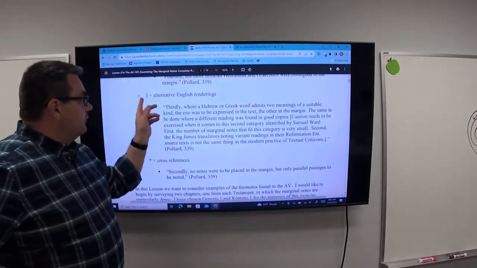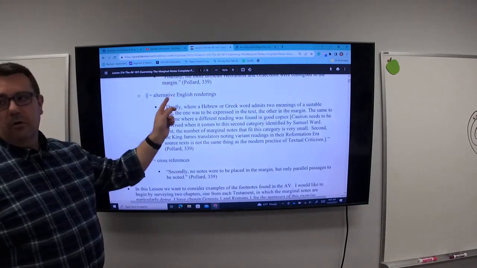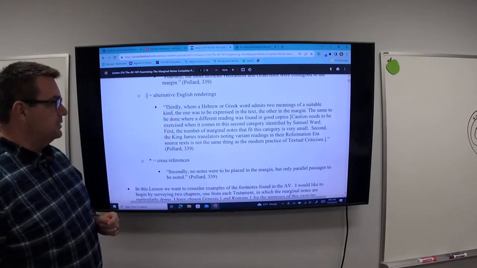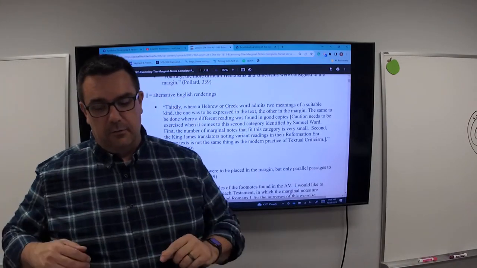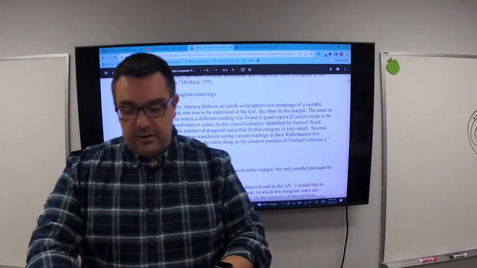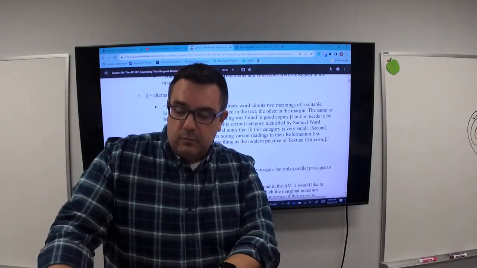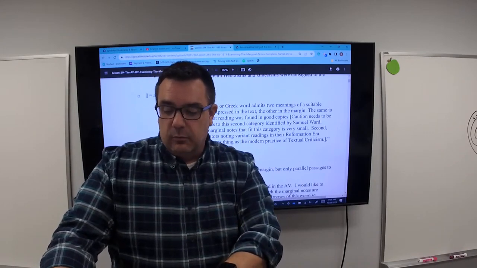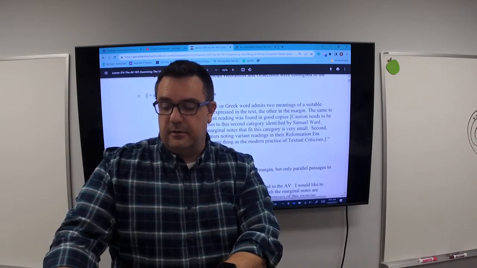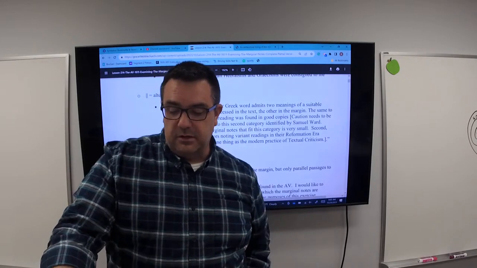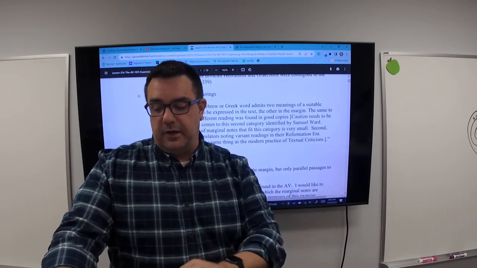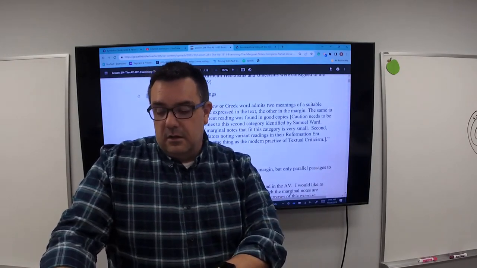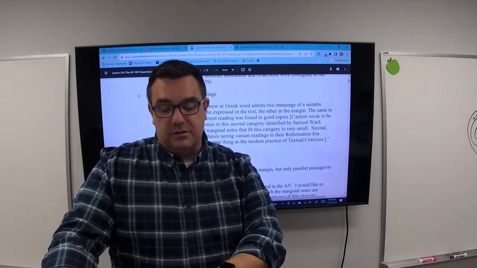The second are the two vertical lines, and these equal what we call alternative English readings or renderings. So look at that statement underneath there. Thirdly, where a Hebrew or Greek word admits two meanings of a suitable kind, the one was to be expressed in the text and the other in the margin. The same to be done where a different reading was found in good copies.